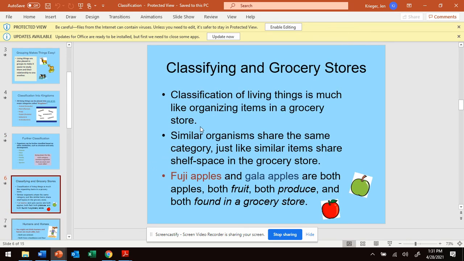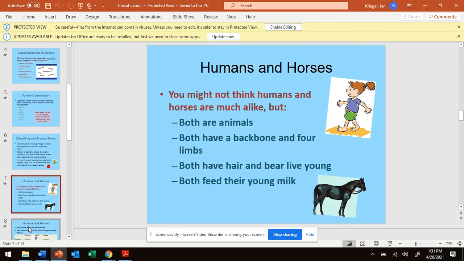Okay. So going back to the grocery store example, the classification of living things is much like organizing items in that grocery store. Similar organisms share the same category, just like similar items share shelf space in the grocery store. Think about Fuji apples and Gala apples. They're both apples, both fruit, both produce, and both found in a grocery store.